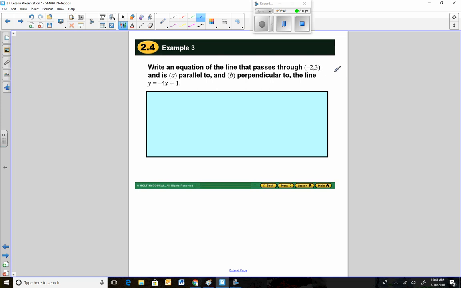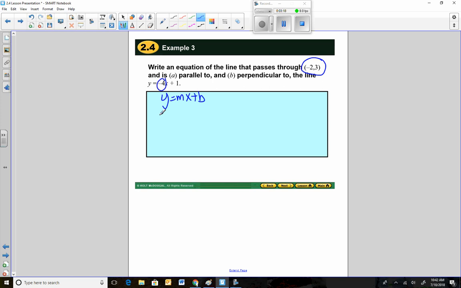Write an equation of a line that passes through (-2, 3) and is parallel to and perpendicular to 2 separate equations here, okay? To the line y equals -4x plus 1. So if we want a line parallel, we did these in Algebra 1, we also did them in geometry. The point is, we have y equals mx plus b. We know our point is (-2, 3). We know the slope, if we want a parallel line, will have to be a -4. So that we'll have that in common with whatever this line looks like, okay?